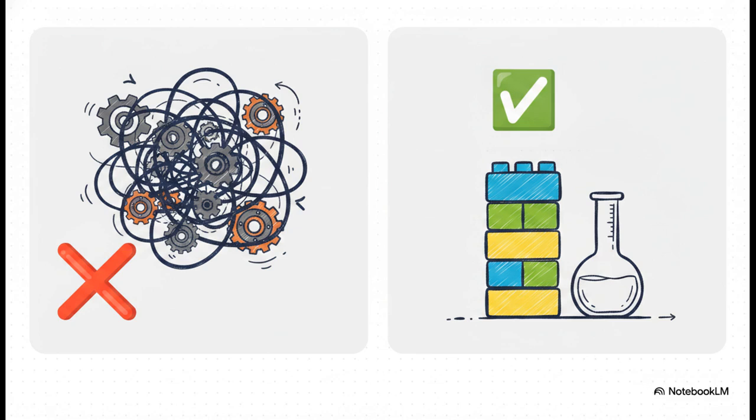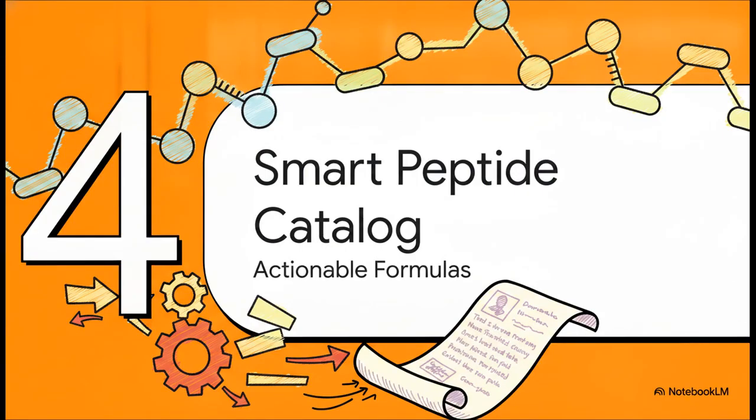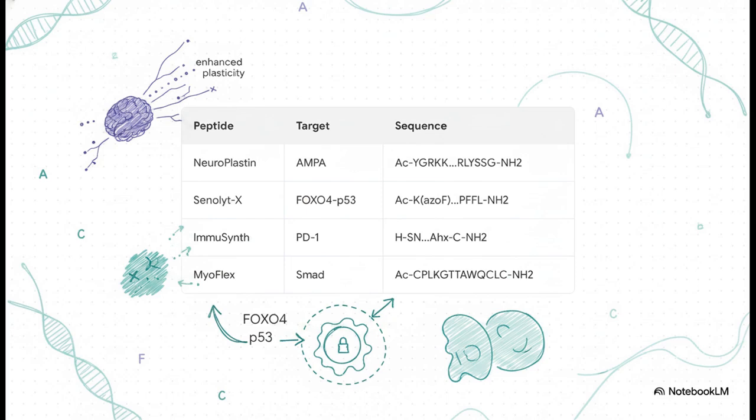It means that any standard university or CRO lab in the world can synthesize these smart peptides today. Let's dive into Section 4, the Smart Peptide Catalog. This is it, the raw chemical catalog. These aren't just theoretical concepts anymore. These are highly actionable formulas.